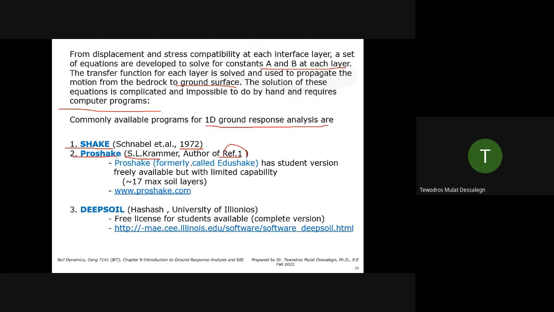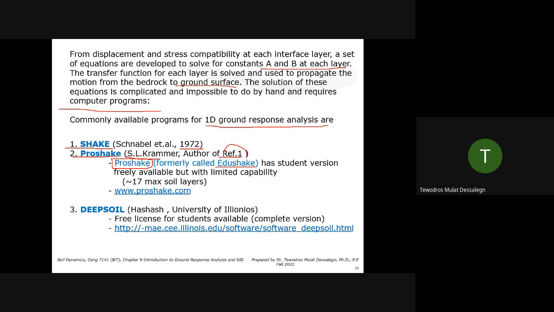ProShake, formerly called EduShake when I was a student. We used EduShake to do wave propagation in the soil, and it used to be free. Now I think it changed. The last time I checked was last year. They changed their name to ProShake.